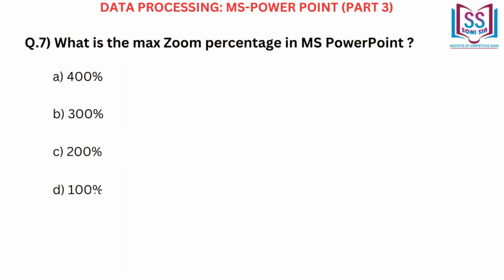What is the max zoom percentage in MS PowerPoint? A. 400%. B. 300%. C. 200%. D. 100%. Correct answer A. 400%.